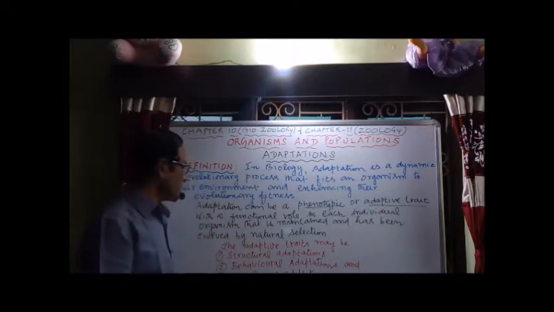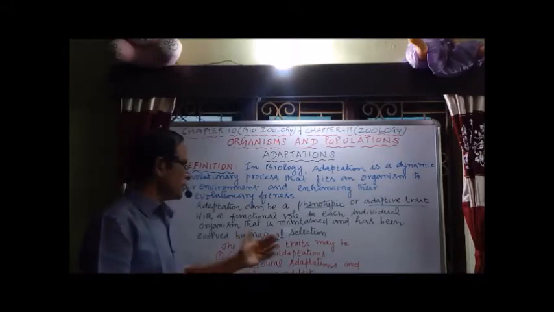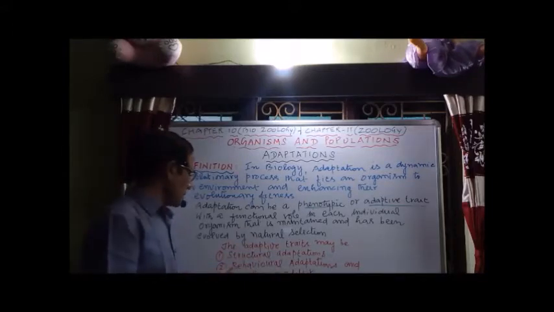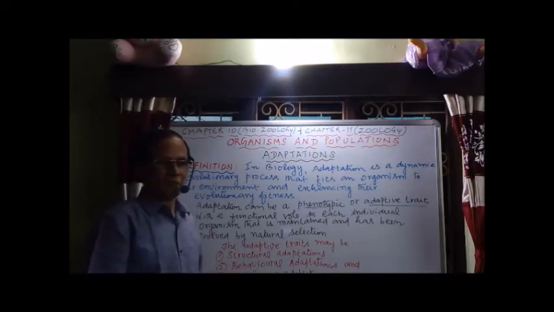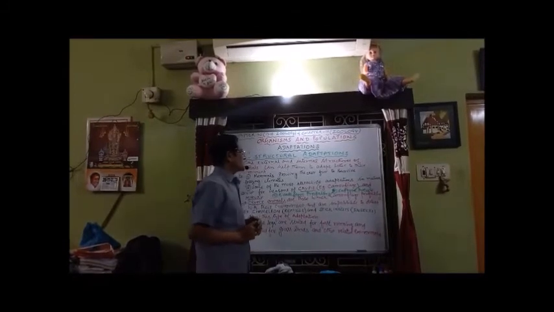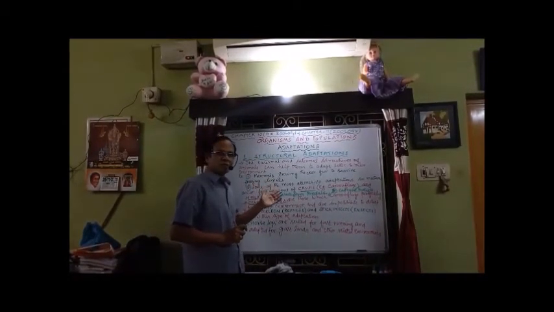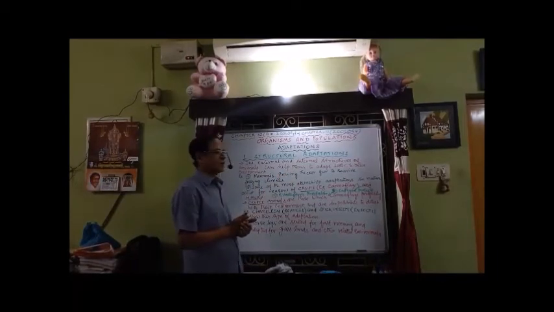We have different types of adaptive traits. It may be structural adaptations, or behavioral adaptations, or physiological adaptations. We'll see one by one. Now adaptation number one, structural adaptations. The external and internal structure of organisms help them to adapt better to their environment.